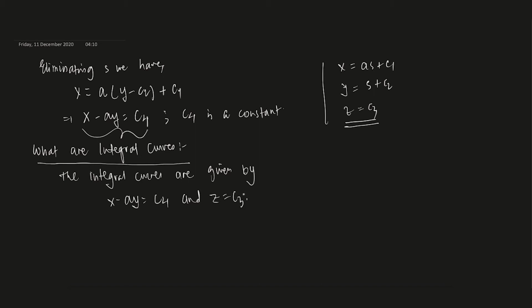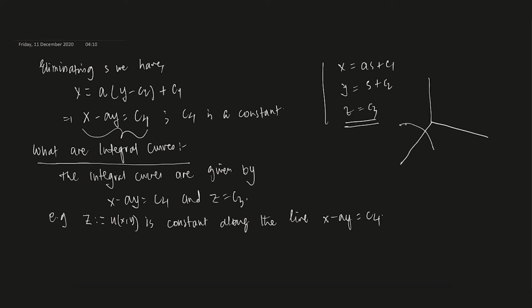What is z? Z is u of xy. Z is the height, which is u of xy. So it says that u of xy is constant along the line x minus ay equals c4. That's what it is saying. See, why z is u of xy? Just think about the graph of the function.